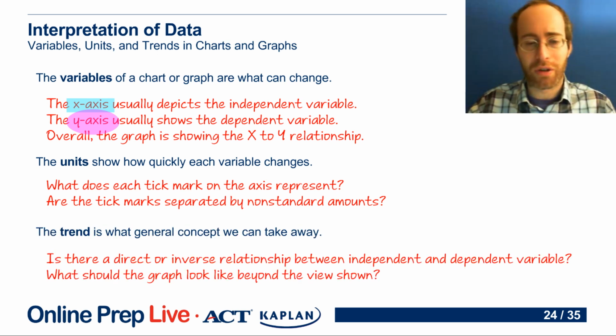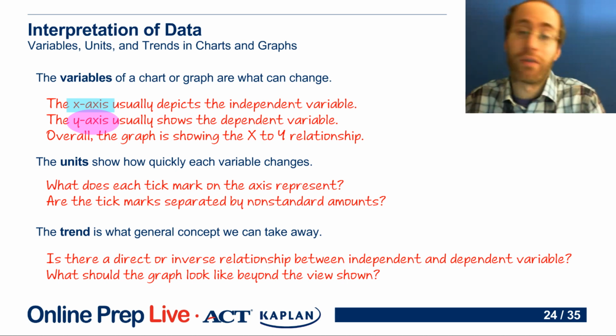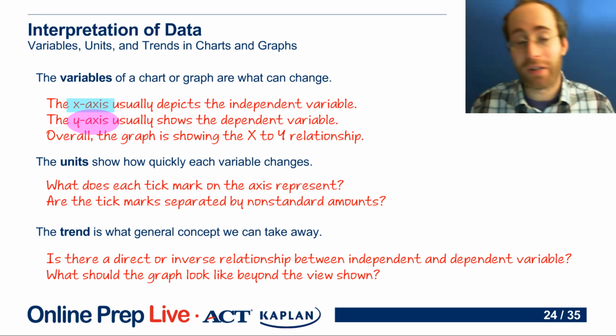Trend is a fancy word for patterns. So in general, what's happening as one variable goes up? Does the other variable go up too? Does the other variable go down? Is it random and there's no relationship?